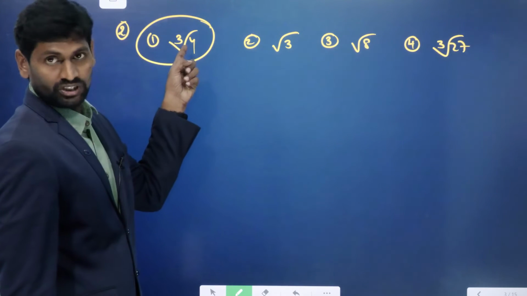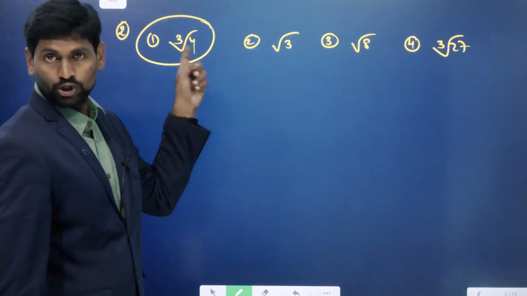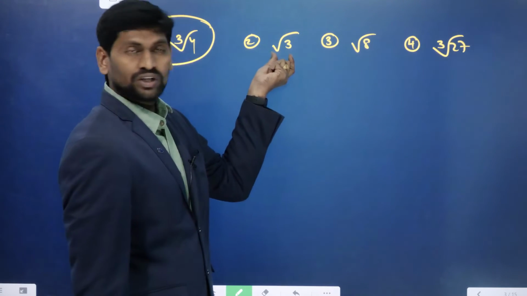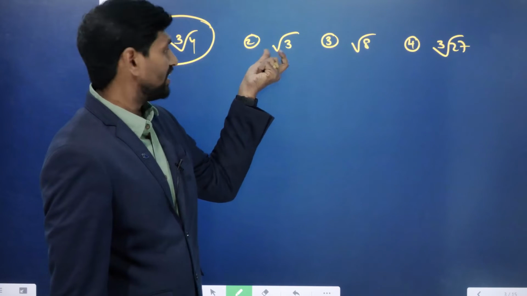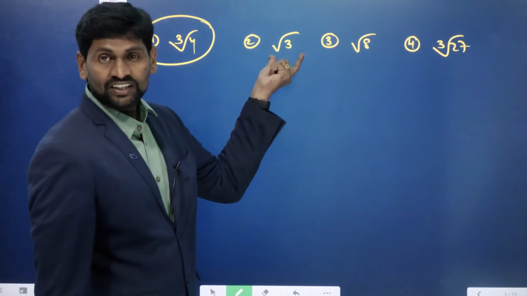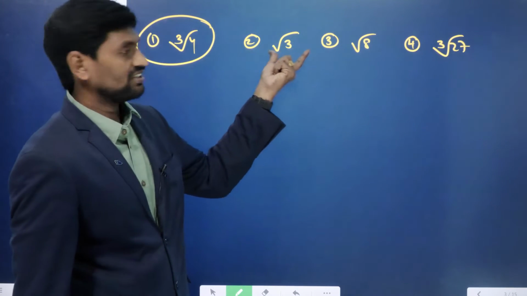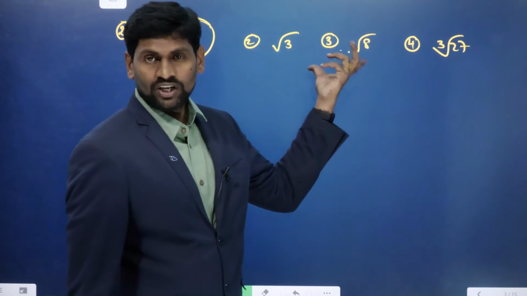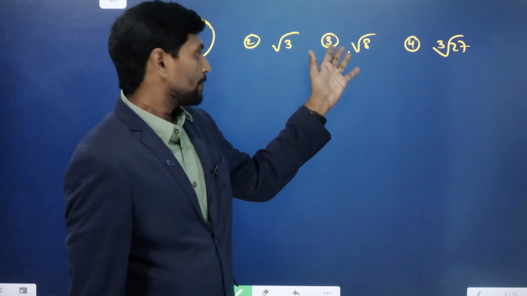Cube root 4: the radicand is not a cube number. It is a surd. Square root 3: 3 is not a square number. The order is 2, and the radicand is not a square number, so it is also a surd. Third one, 8. Order 2. It is also not a square number, so it is a surd.